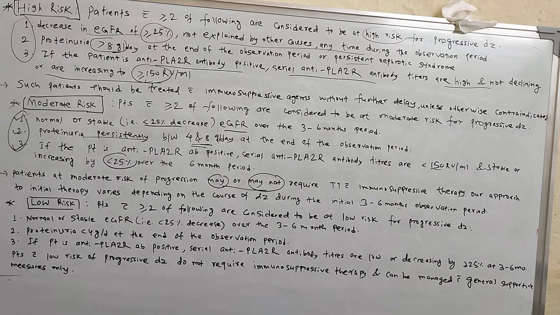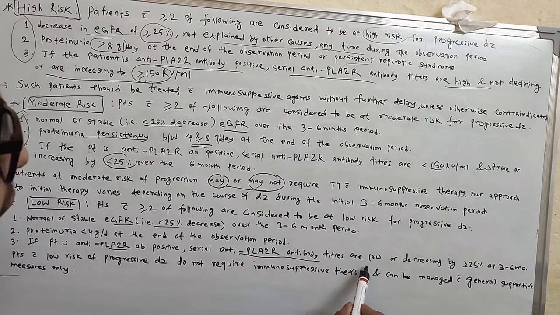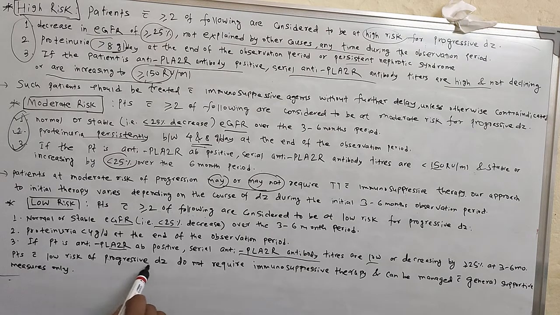And which patients are considered to be at low risk of progressive disease? Patients with 2 or more of the following are considered to be at low risk: normal or stable eGFR, with less than 25% decrease over the 3 to 6 month period; proteinuria less than 4 gram per day at the end of the observation period; and, if the patient is PLA2 receptor antibody positive, serial anti-PLA2 receptor antibody titers that are low or decreasing by 25% or more at 3 to 6 months. Patients at low risk of progressive disease do not require immunosuppressive therapy and can be managed with general supportive measures only.